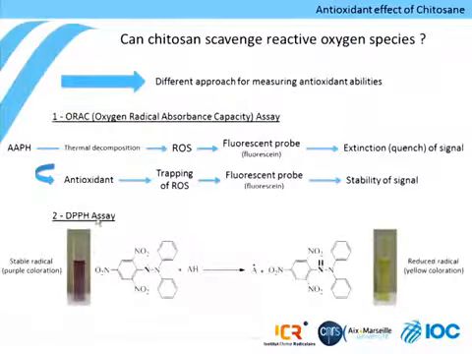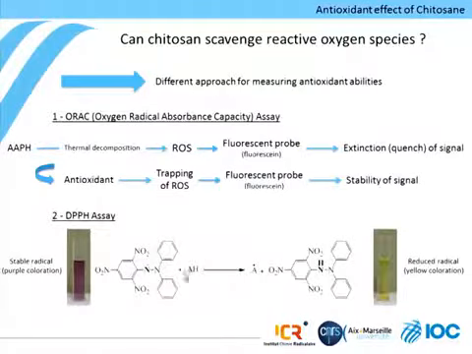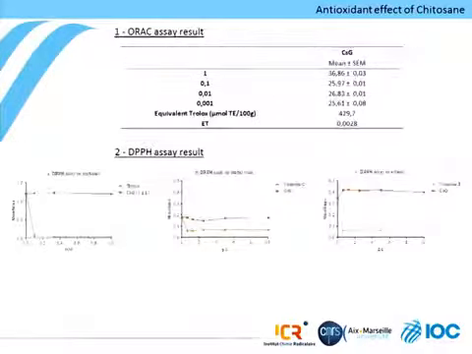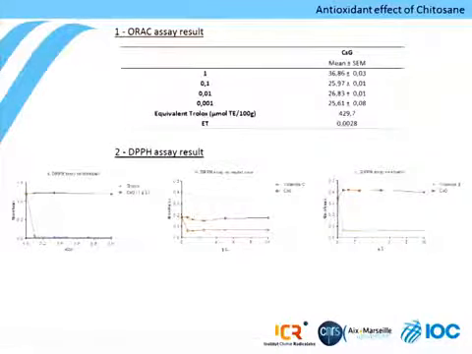Another approach entails, very simply, that DPPH is used. It's a stable radical. It is purplish in color. And with an antioxidant, it leads to this compound which becomes yellow, which means that it is easy to read and quantify the trapping phenomenon. I'm referring again to the trapping of ROS.